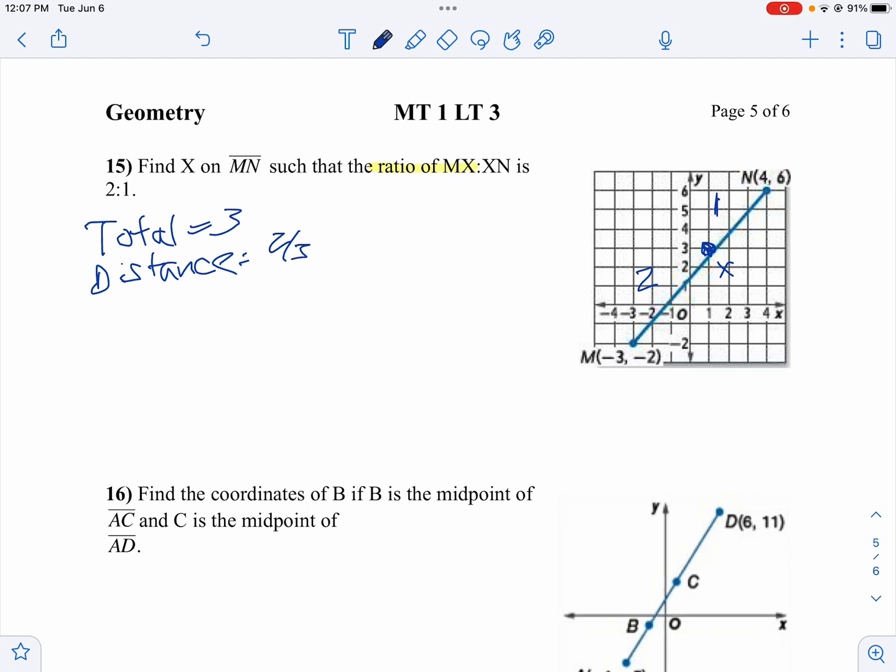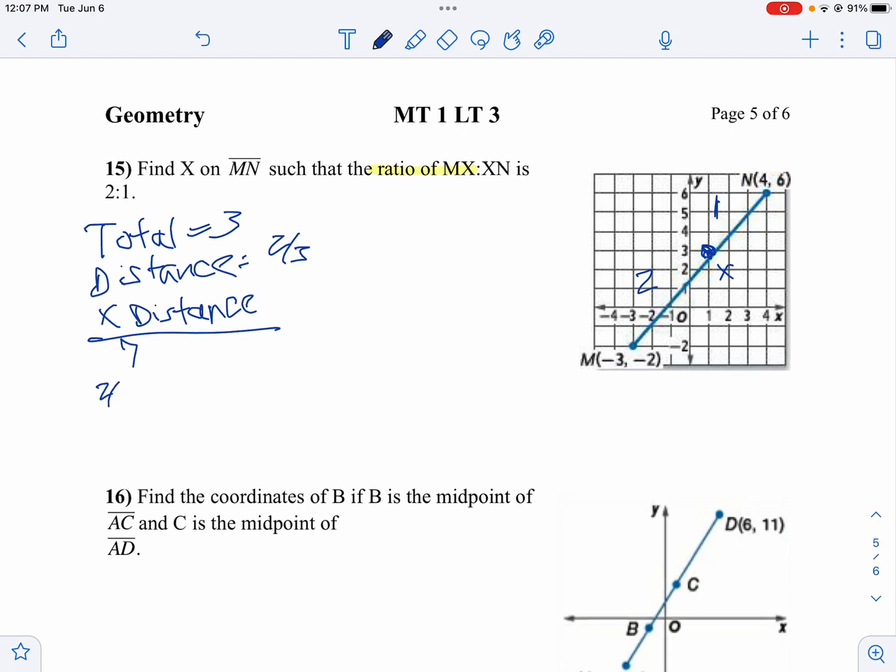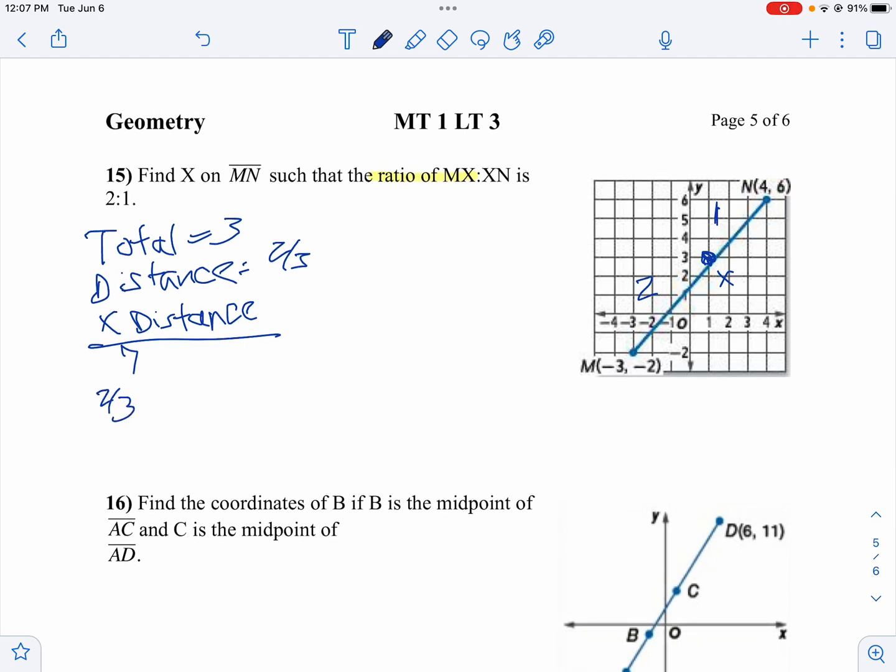So now let's go through our x distance like we've done before. I look at my x coordinates. I'm going from -3 to +4, so that's going to give me a total of 7 units. I'm going to find 2/3 of those. So 2/3 of 7 is going to be 14/3.